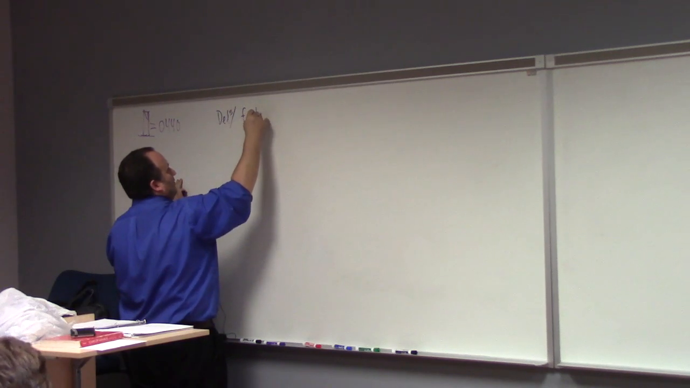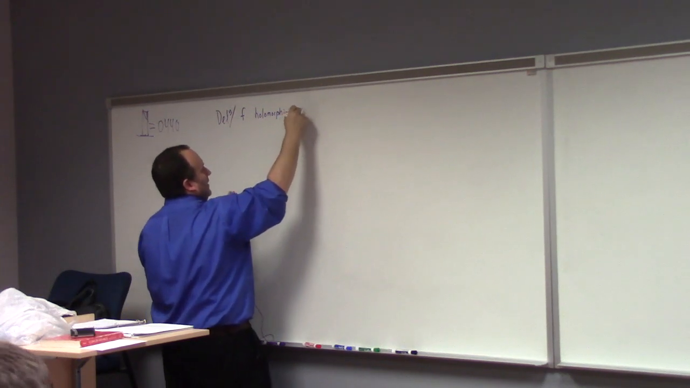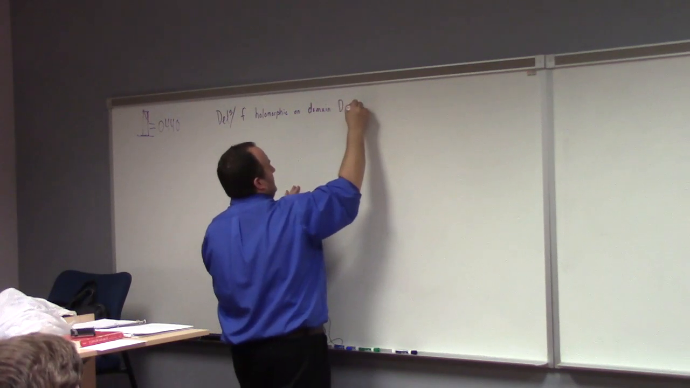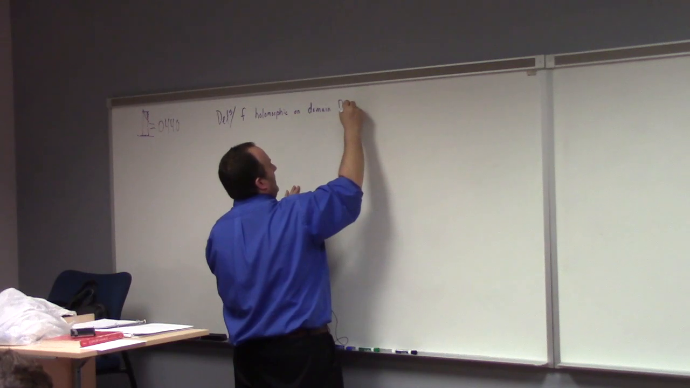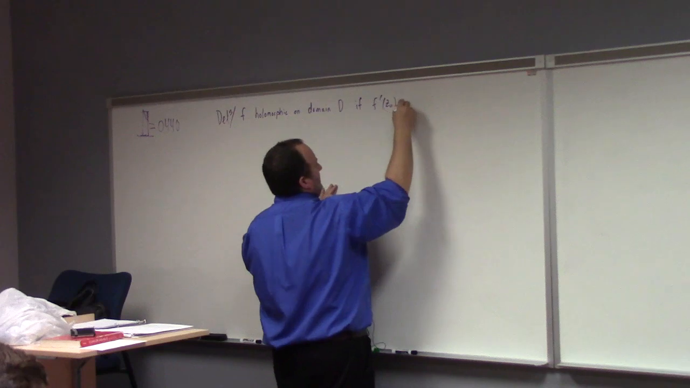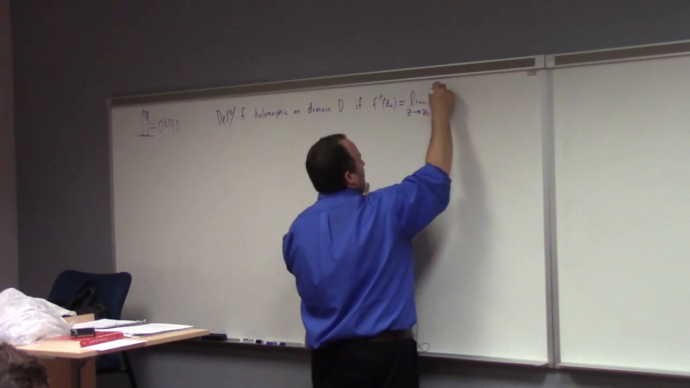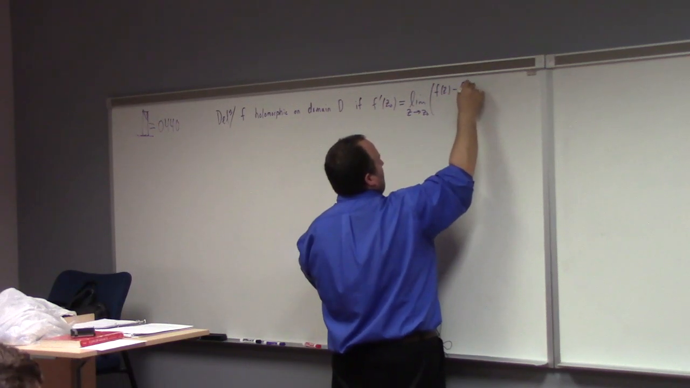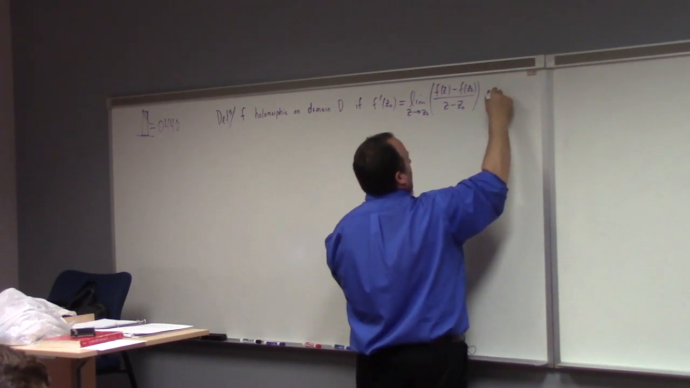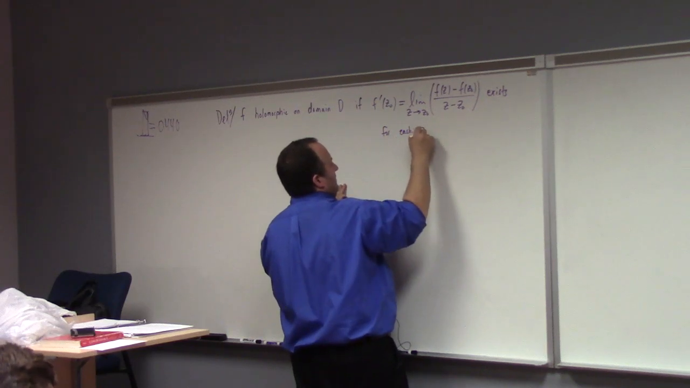So I defined f holomorphic on domain D means what? f prime of z naught equal to the limit as z goes to z naught of f of z minus f of z naught over z minus z naught exists, right? For each z naught in D.